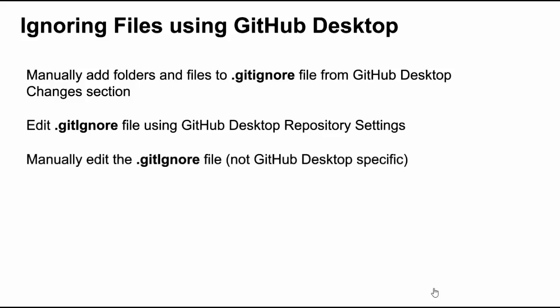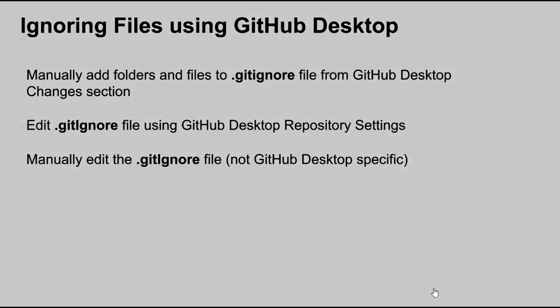You can manually edit the .gitignore file from any editor. It is not GitHub Desktop specific though, but you can use that if required. These options are handy in different scenarios. I will go through two specific scenarios where I will show which option to use. So let me start with the first scenario.